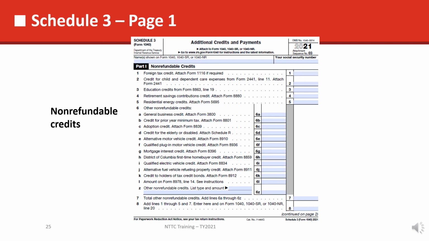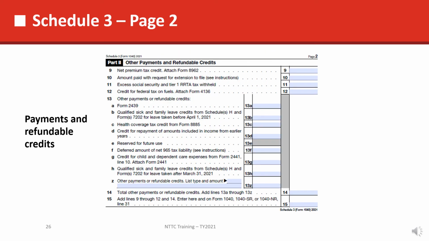Schedule 3, page 1. This is where you will find non-refundable credits. Schedule 3 is additional credits and payments, and page 1 is the non-refundable credits. So here you will see education credits, the retirement savers contribution credit, residential energy credits. So pretty much all the non-refundable credits are listed here. And then we get into page 2 of Schedule 3.